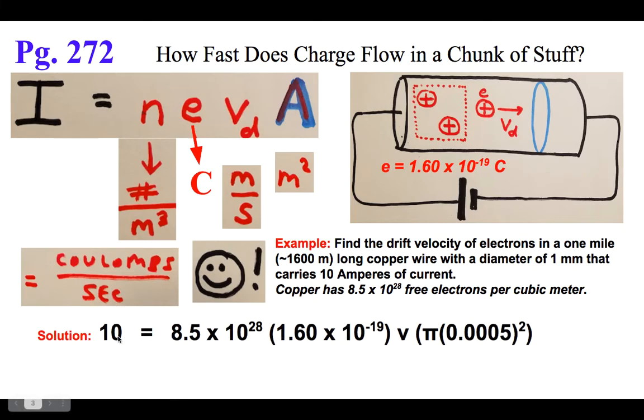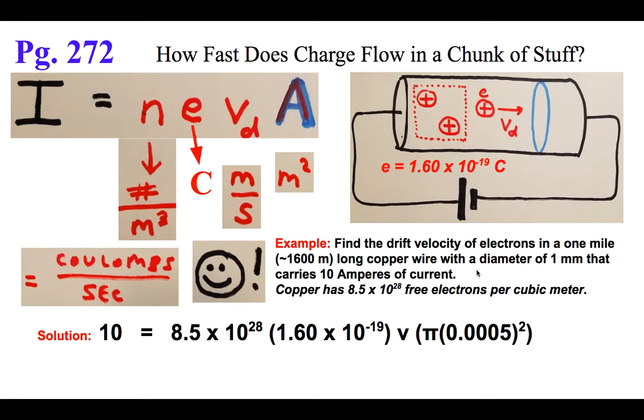We put in 10 amps for the current, and that's why there's a 10 there. This is the number of charge carriers per volume, so that's number per meter cubed. This would be the charge on a single charge carrier. We happen to know they're electrons. I didn't put negative because we're just finding the magnitude of the velocity. And then this is the cross-sectional area of the wire.